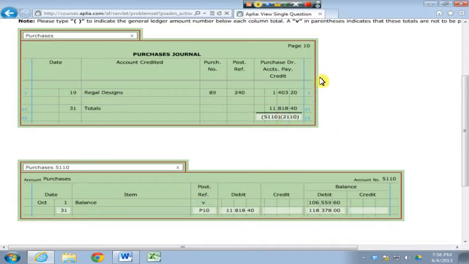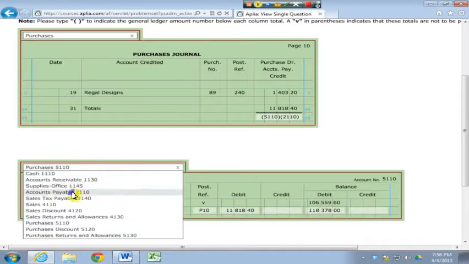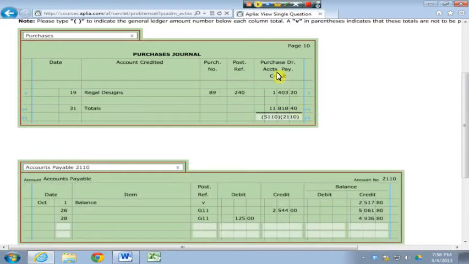Okay, we're not done with this purchases journal, so which other ledger am I going to need? We're going to need the accounts payable ledger, because this number is also for the accounts payable credit. Walk us through this one. Okay, we're going to put the date of the 31st. Post reference will be P10. For accounts payable, it's a credit, so we're going to come to the credit column and record our total.